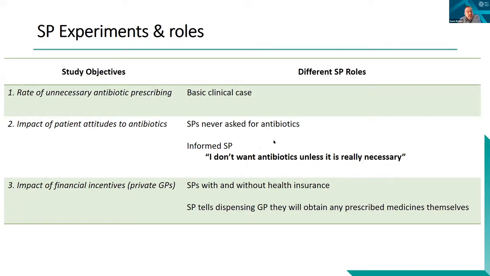In terms of financial incentives, we also manipulated certain aspects of the SPs. We sent SPs with and without health insurance. And in a more complicated study, we looked a little bit at an SP telling a dispensing GP that they would get any prescribed medicines themselves from a pharmacy rather than getting them from the doctor. That was intended to reduce the rationing incentive that might apply when dispensing doctors give drugs.